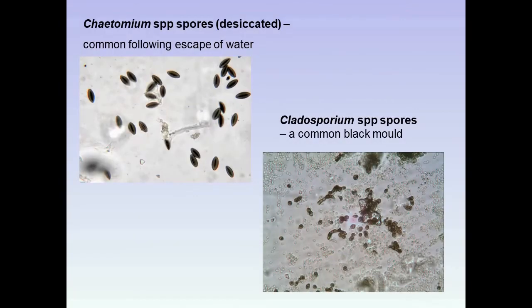Here are some spores, Chaetomium species and Cladosporium species. Cladosporium is a common black mould, and sometimes I believe it's referred to as the king of the black moulds. That's Cladosporium cladosporioides.